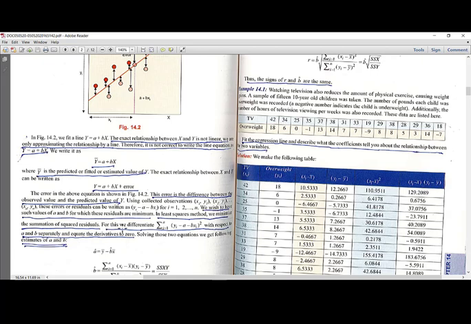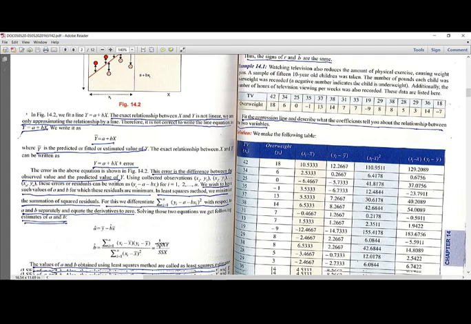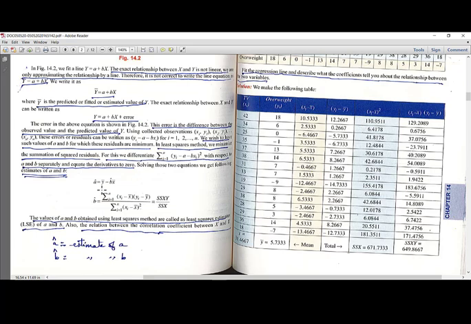In the least square method, we minimize the summation of squared residuals. For this, we differentiate sigma i equal to 1 to n, yi minus a minus bxi whole square, with respect to a and b separately and equate the derivatives to 0. Solving those two equations, we get the following estimates of a and b. This a cap, the estimate of a, equals y bar minus b cap x bar, where b cap is the estimate of b. This is given by sigma i equal to 1 to n, xi minus x bar multiplied by yi minus y bar, divided by sigma i equal to 1 to n, xi minus x bar whole square.